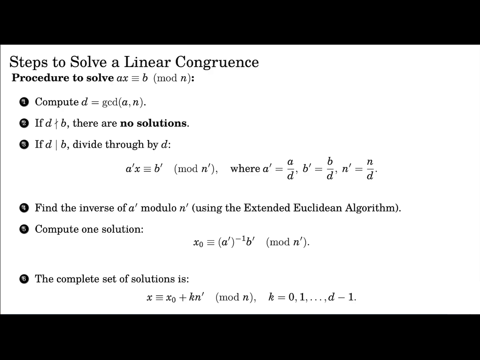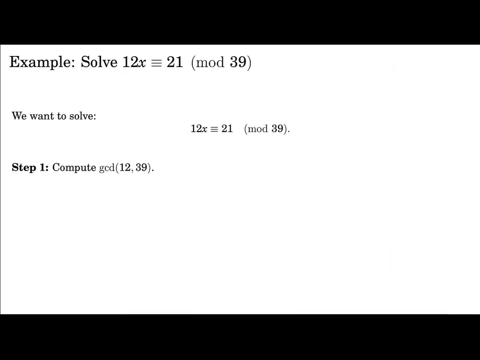Let's apply it to the example we wanted to solve. Once again, we want to solve 12x ≡ 21 mod 39. The first part was to compute the GCD between 12 and 39, and we saw how to do that through the Euclidean algorithm. Take the largest one and divide it by the smaller one. So this is going to be 39 = 12 times 3 plus 3.